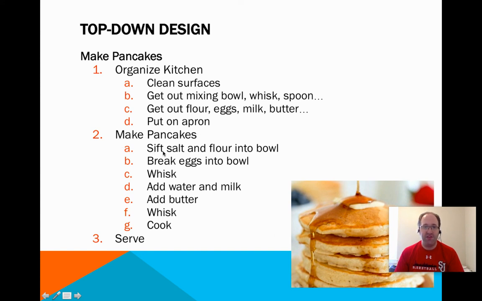So we have to sift salt and flour in the bowl, break the eggs into the bowl, whisk, add water and milk, add butter, whisk, and cook. These are the different parts that go into making pancakes. Okay, so we've just now taken organized kitchen and broken it down into its smallest parts. But if I look at all of this, this is pretty straightforward. When we get to cook, though, I think cook could even be broken down even more.